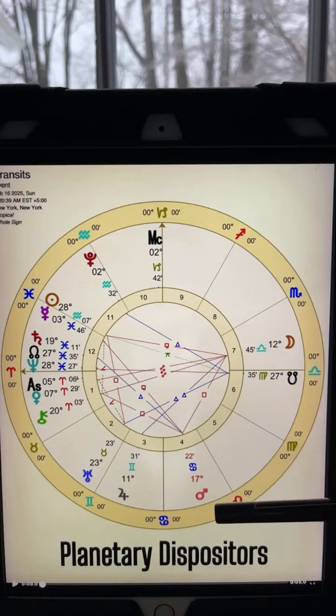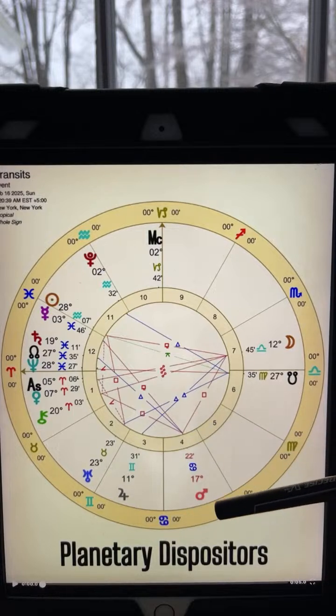I was thinking about doing this today because the current chart is such a great example of all of this. But this works any time, with any astrology you're working with, whether it's your own chart, other people's charts, or the charts of the day.